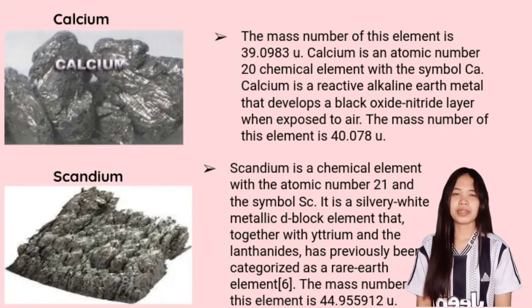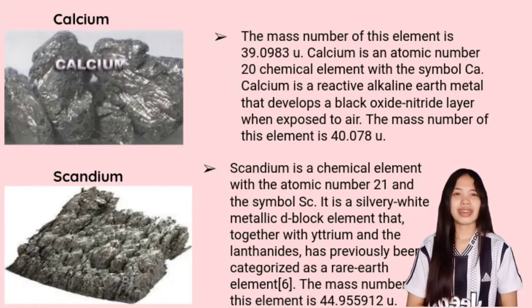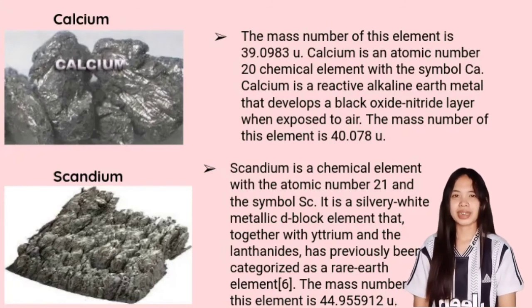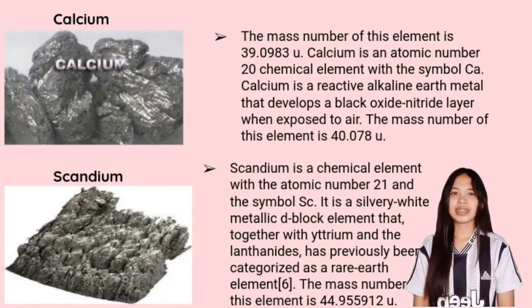Scandium. Scandium is a chemical element with the atomic number 21 and the symbol is Sc. It is a silvery white metallic d-block element that, together with yttrium and the lanthanides, has previously been categorized as a rare earth element. The mass number of this element is 44.955912 U.